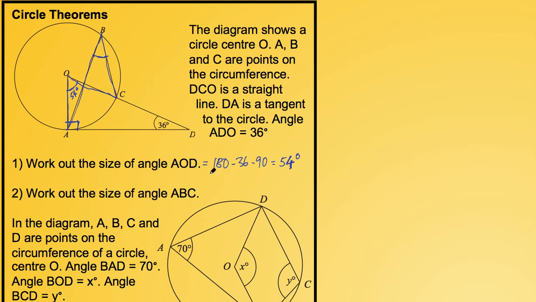So ABC is half of 54. So that gives me 27 degrees. That's because the angle at the centre is twice the angle at the circumference, subtended from the same arc, which is arc AC in this case.